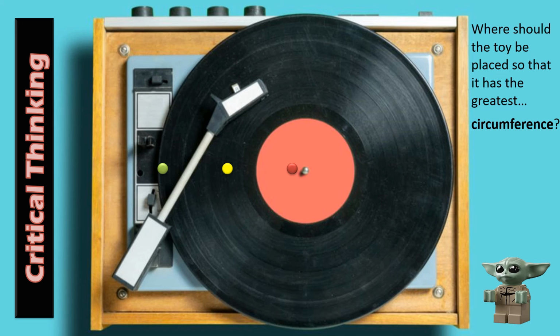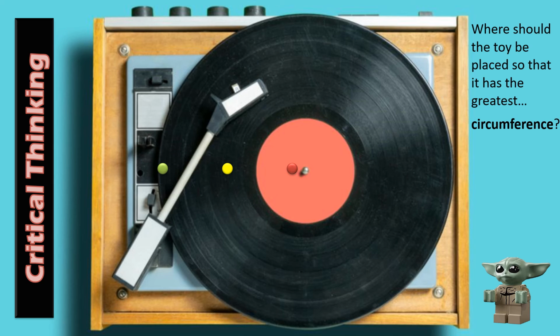Pause the video and think about it. Did you say the green dot? I hope so, because 2 pi r, right? 2 pi r, we want the largest radius to get the greatest circumference. Okay, that wasn't too bad.